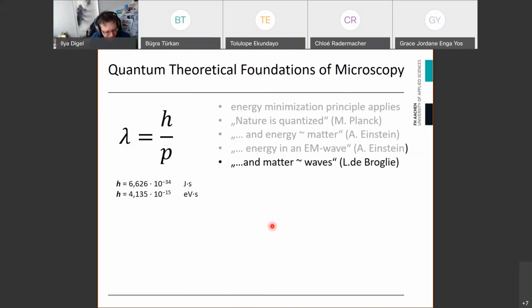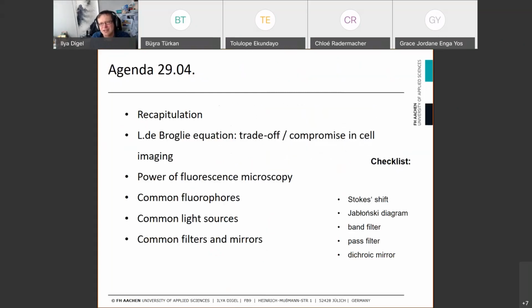But I announced this chapter before as a trade-off, as a compromise. So what do I mean with this compromise? It seems to be nice. It seems to be no compromise. So you just take more massive particles and you get better resolution and you win. Perfect.